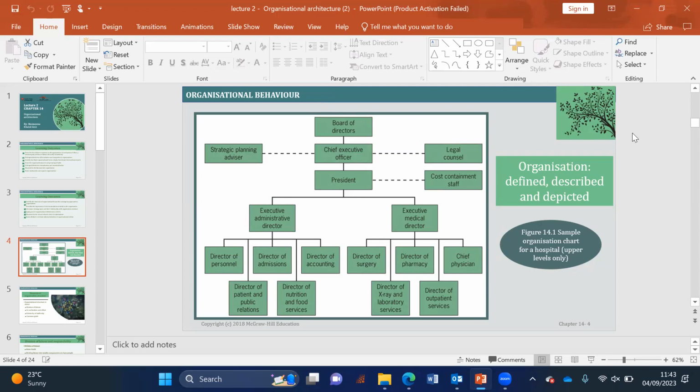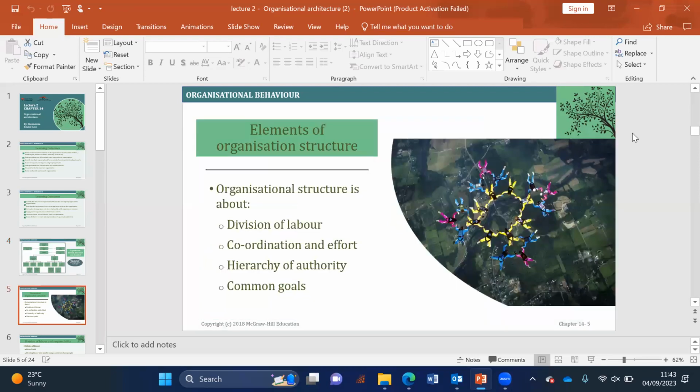It's important to have some kind of architecture because it helps to enhance the clarity of people and what they're responsible for and who they're responsible for or who they're reporting to. Let's have a look at the main elements of the organizational structure. So the first one is division of labor. Having an organizational structure or chart allows you to divide the labor, see the designations, see what work they're doing.